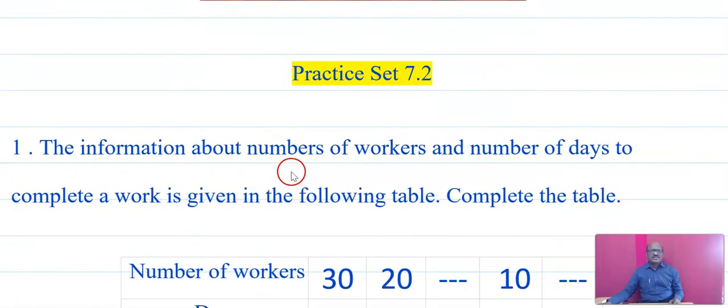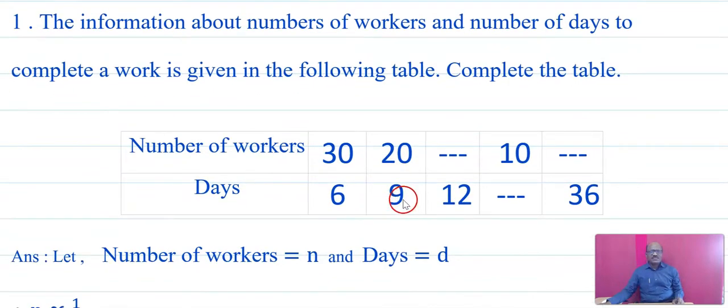Now we'll see exercise 7.2. The information about the number of workers and the number of days to complete a work is given in the following table. Complete the table. The number of workers is 30, the number of days is 6. The number of workers is 20, the number of days is 9. When the days are 12, find the number of workers. When the number of workers is 10, find the number of days. When the number of days is 36, find the number of workers.